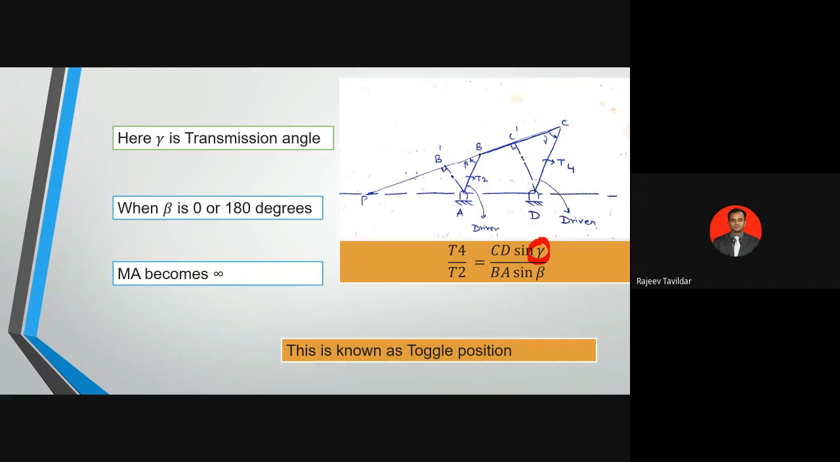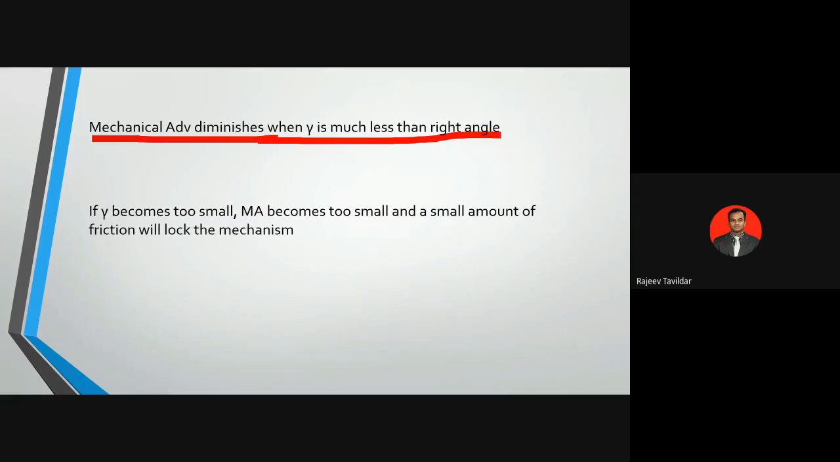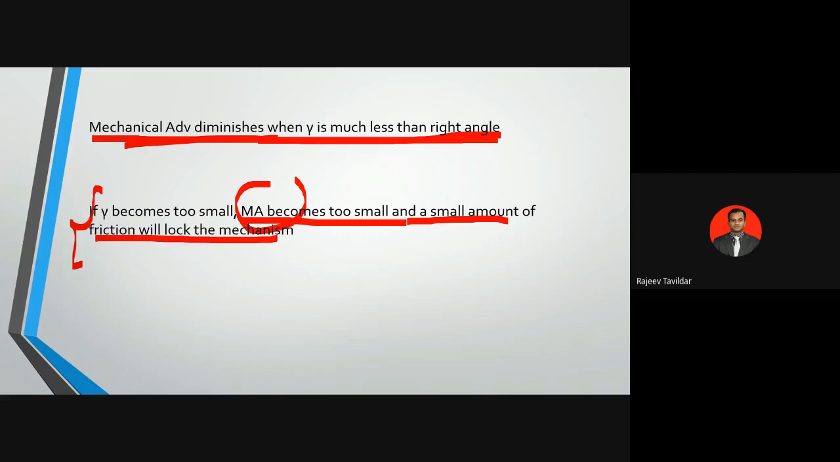Okay, so that is what we have written here. Mechanical advantage reduces when gamma is less than right angle or 90 degrees. This is a very important point. If gamma becomes too small, let us say now the angle of gamma is just say 10 degrees or 20 degrees. In that case, the mechanical advantage will also become too small. And for such small mechanical advantage, even a small amount of friction will lock the entire mechanism. I hope you are able to understand this.